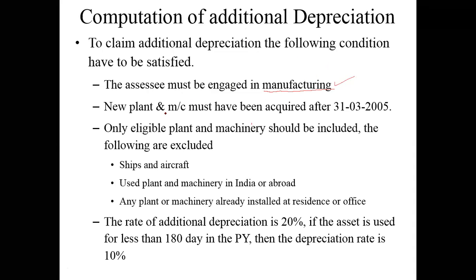Second, if you want to claim additional depreciation, first of all you have to be a manufacturer. Second, the asset has to be a new plant and machinery. You cannot buy a second hand plant, that is not permitted.